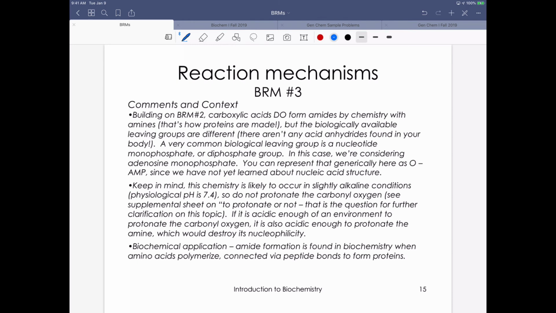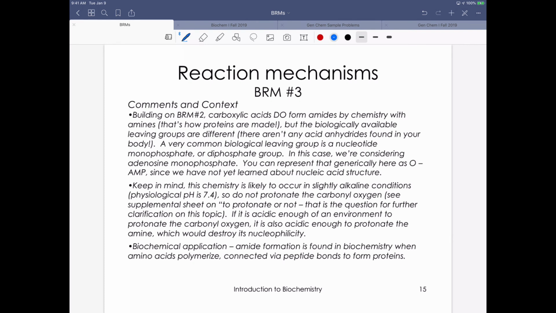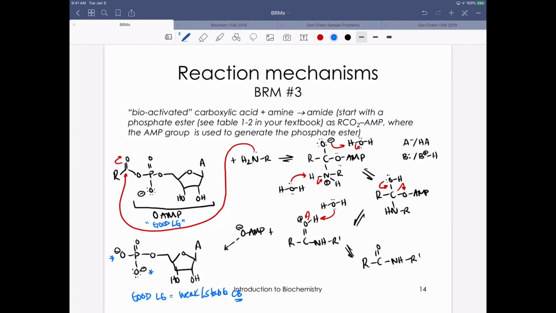We haven't talked about the structures of nucleic acids, and truthfully, if we flip back, there was nothing about what was in that AMP group that really made it a good leaving group. We just needed to know that it was a good leaving group so that it could easily depart. And again, this chemistry occurs in slightly alkaline conditions, physiological pH being 7.4, so you might not consider protonating the carbonyl oxygen. There's a supplemental sheet that I'll make available that talks about whether or not you protonate. It's called To Protonate or Not, That Is the Question. It's basically a pKa argument. So you wouldn't lose points if you did not show protonation of this carbinolamine. That would be okay. You do need to show deprotonation of the protonated amine though, because otherwise that's still the best leaving group.